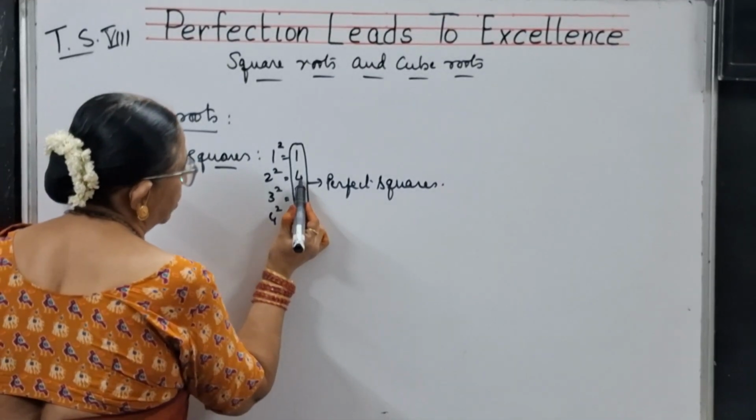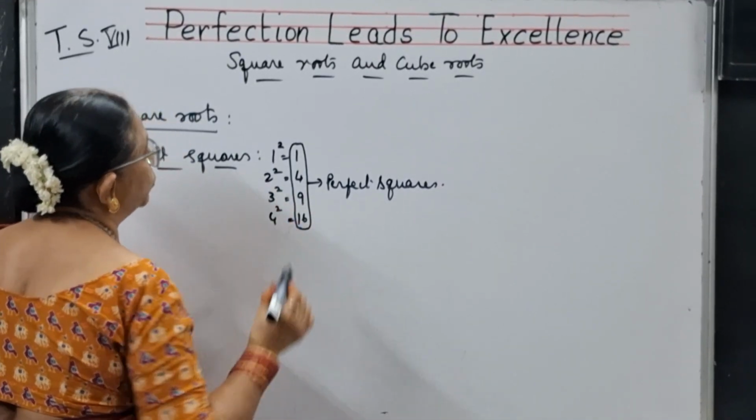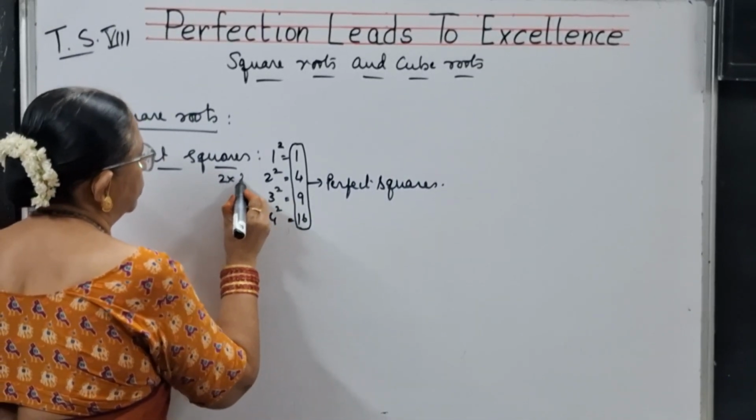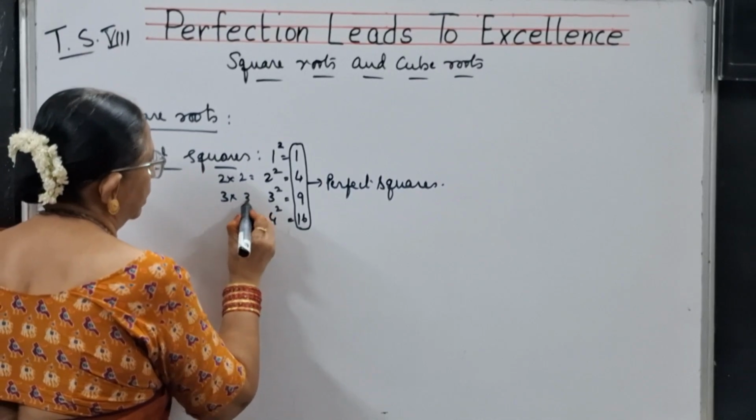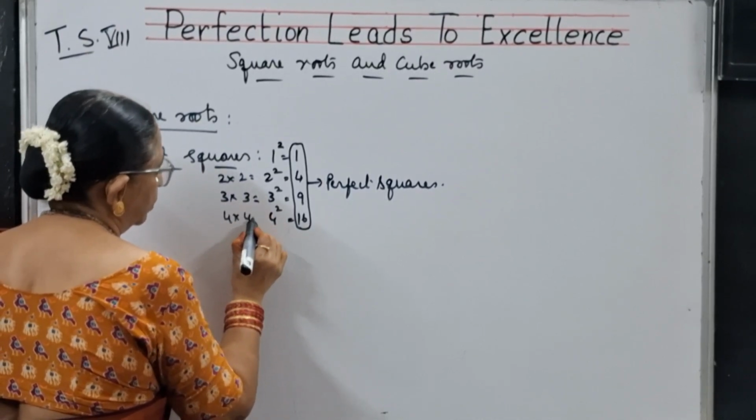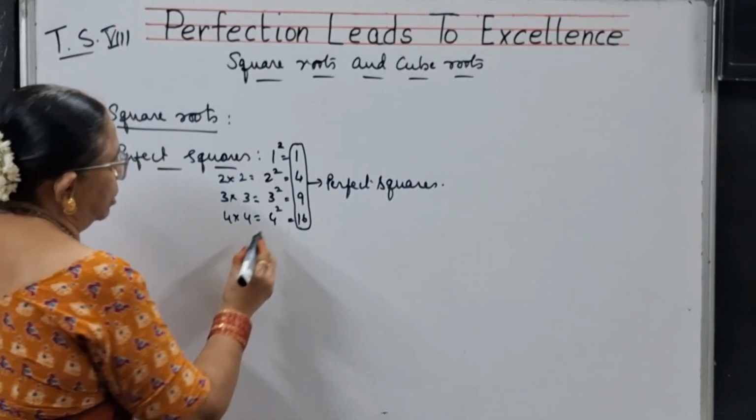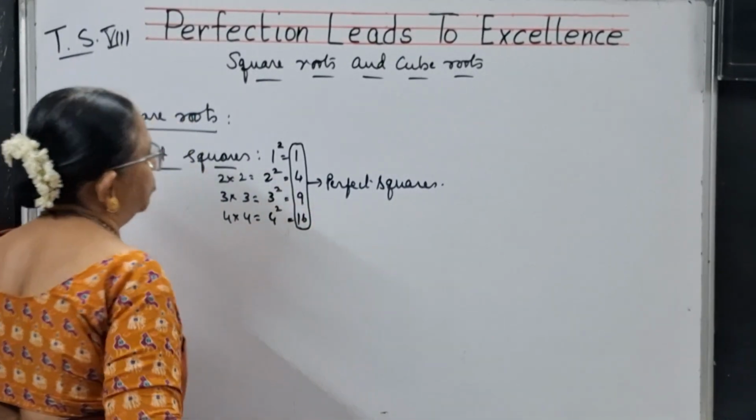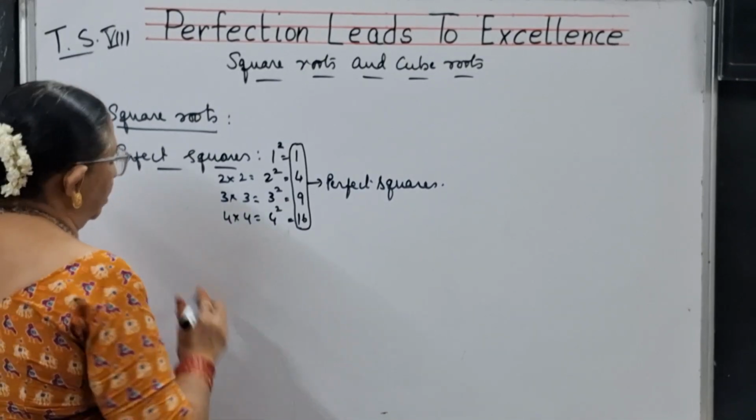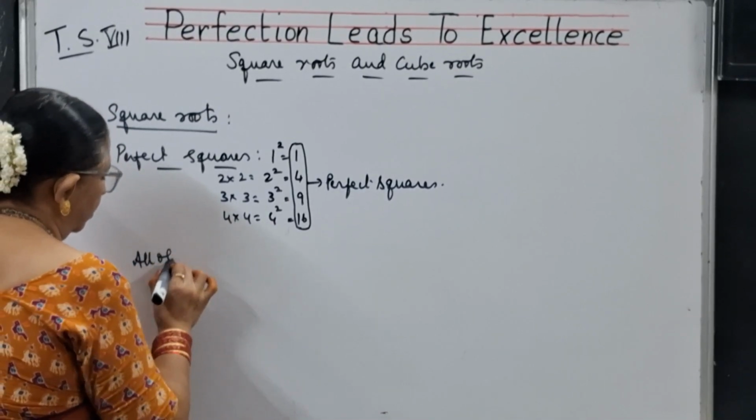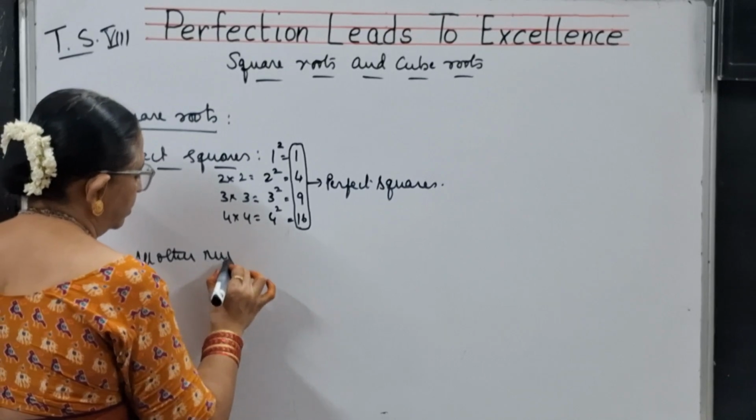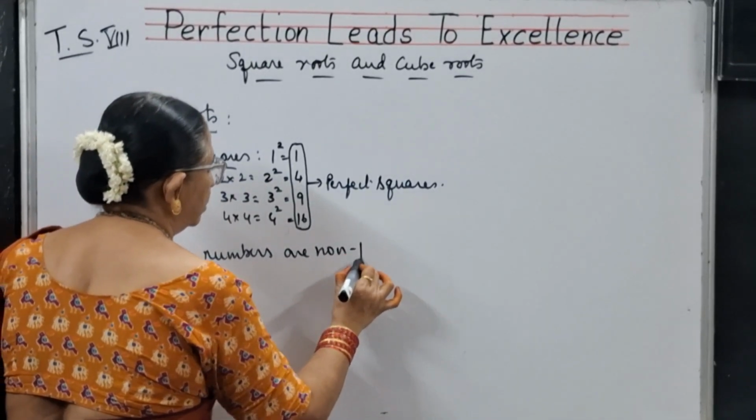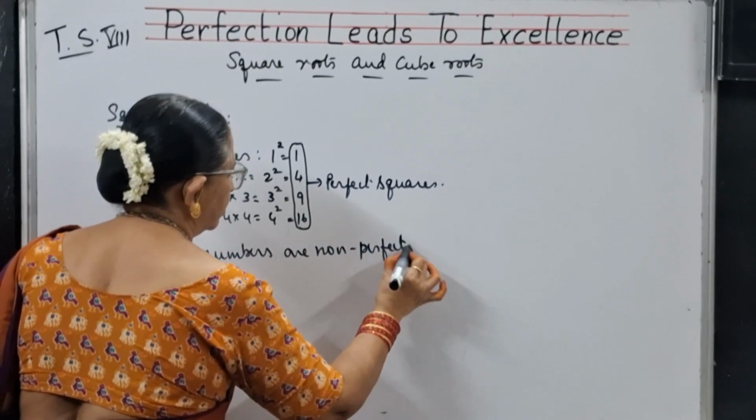Because they can be obtained by multiplying two same numbers. 2 into 2, 3 into 3, 4 into 4. So same numbers when you are multiplying, you are getting one value and that value is called as perfect square. All other numbers are non-perfect squares.